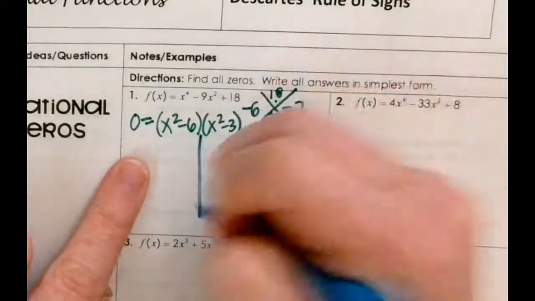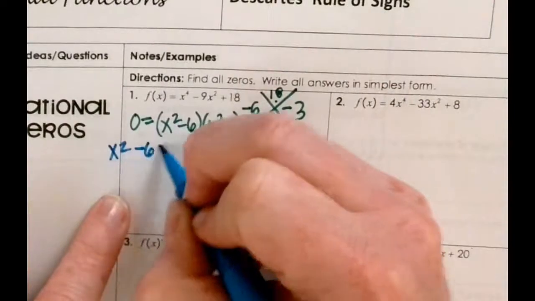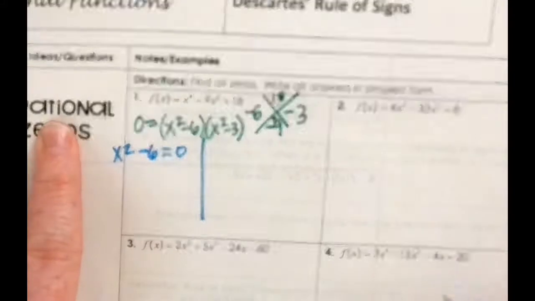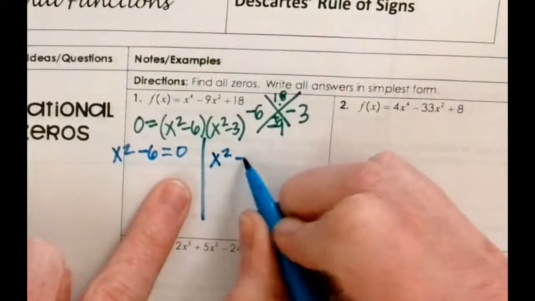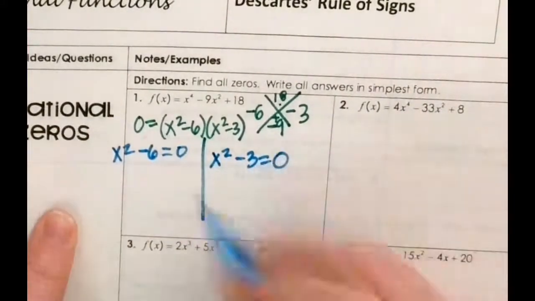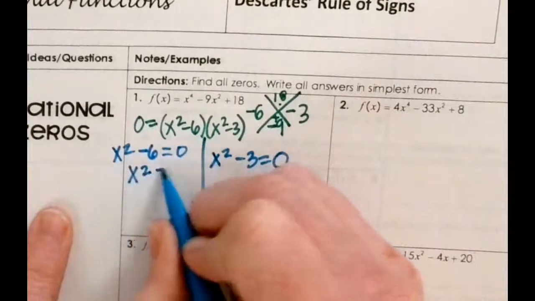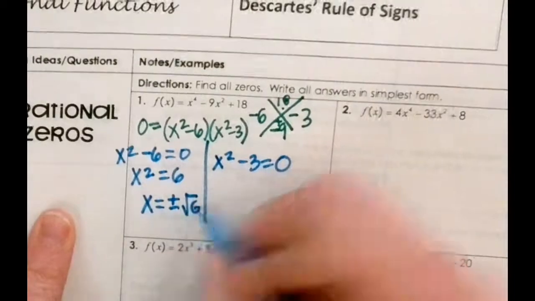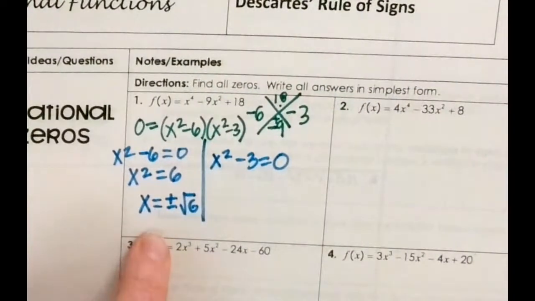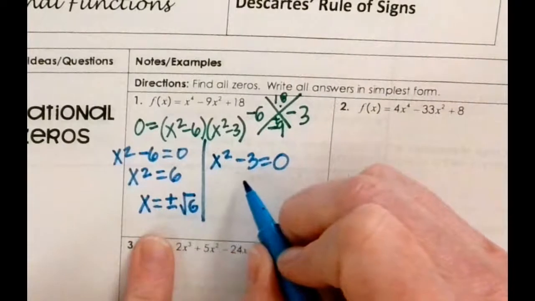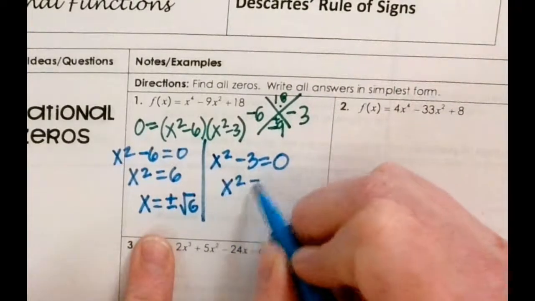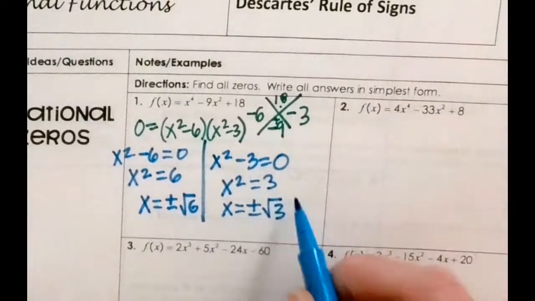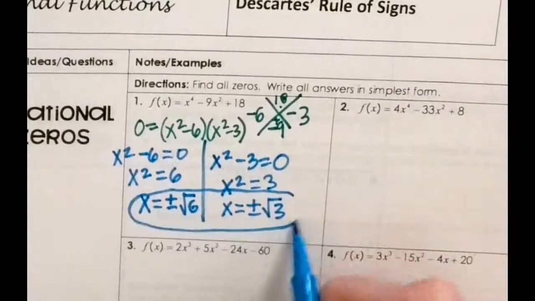So x squared minus 6 equals 0. Now that I can't factor. That's why we're going to get irrational. I can't factor that farther. And then x squared minus 3, I can't factor that either. So we're going to have to solve. So x squared equals 6. X equals plus minus square root 6. That's 2 zeros. That's plus minus. Then the next one, x squared equals 3. X equals plus minus square root 3. Those are your 4 zeros, okay?